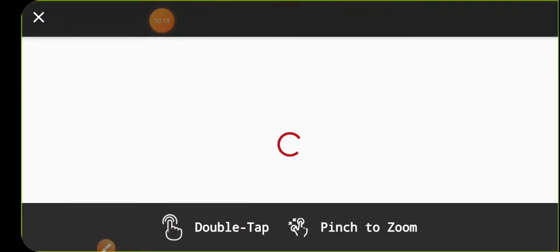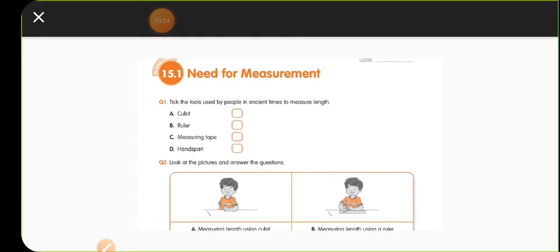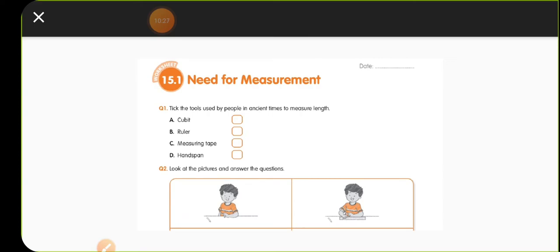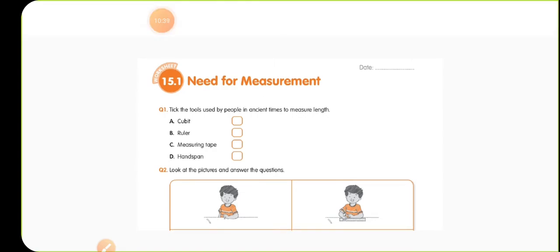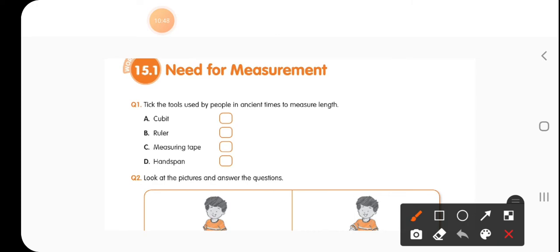So now let us open our worksheet part, children. Your volume 3 worksheet, page number 2. On this page, the first question: tick the tools used by the people in ancient times to measure length. Ancient times means non-standard units. Can you please tell what the non-standard units are? One is your cubit, the second one is your handspan. These are the two things that are used as non-standard measurement units.